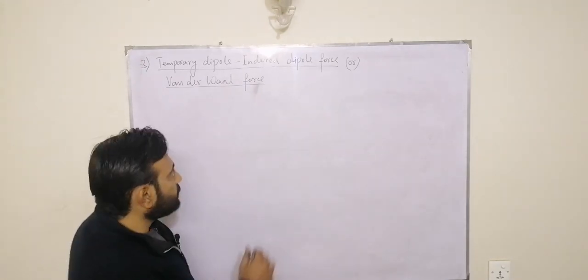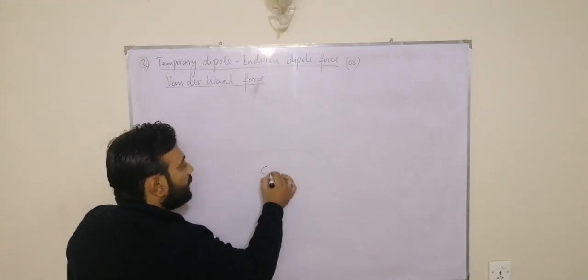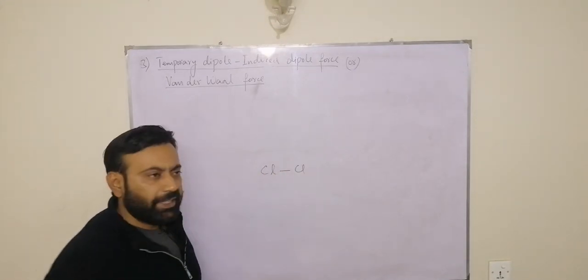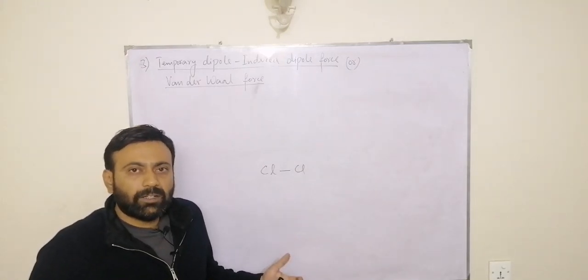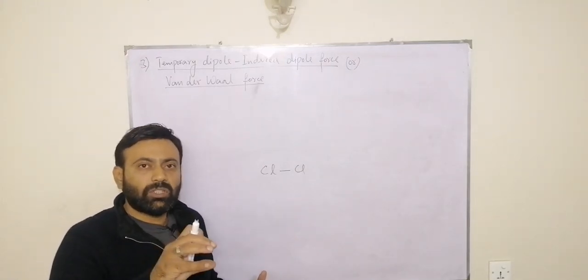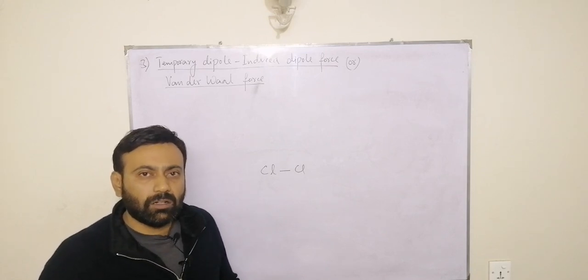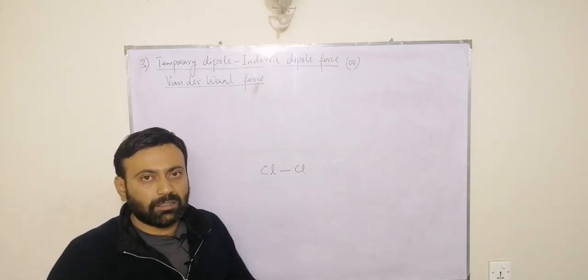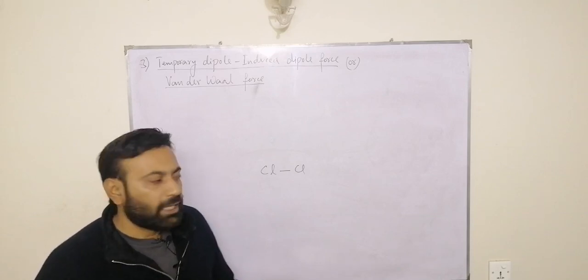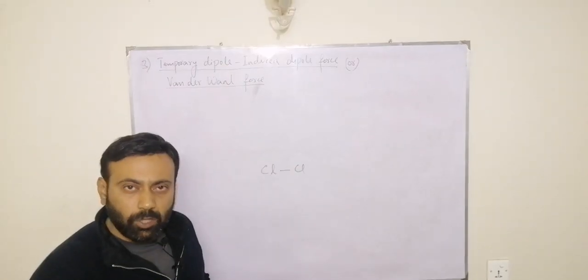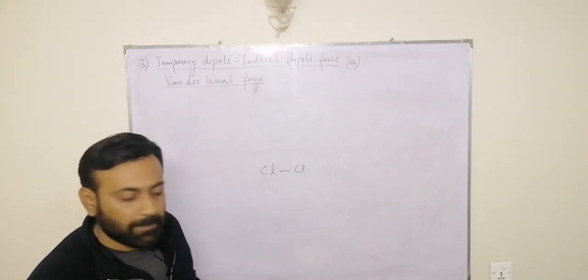For example, we have Cl2, chlorine. There is a bond between two chlorine atoms. They have equal electronegativities, so the position of the shared pair of electrons will not change. It would not get closer to one atom and it would not get farther from the other atom. So the bond is considered to be non-polar. There will be no partial charges.